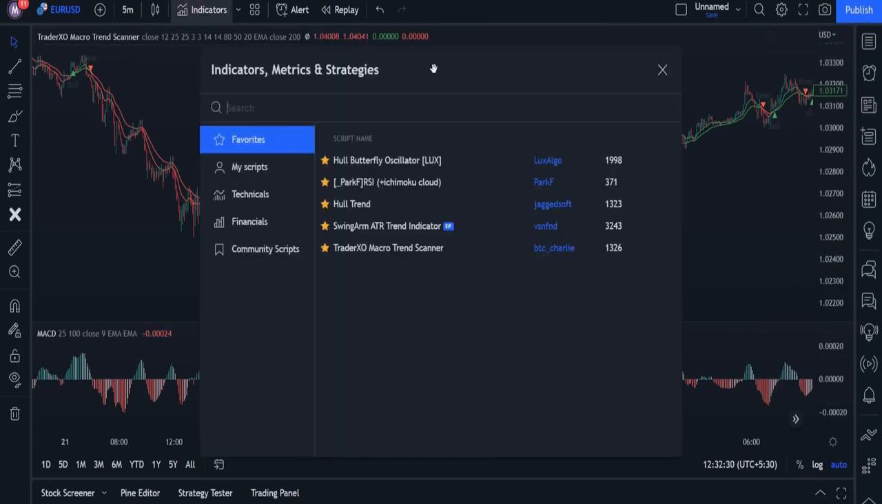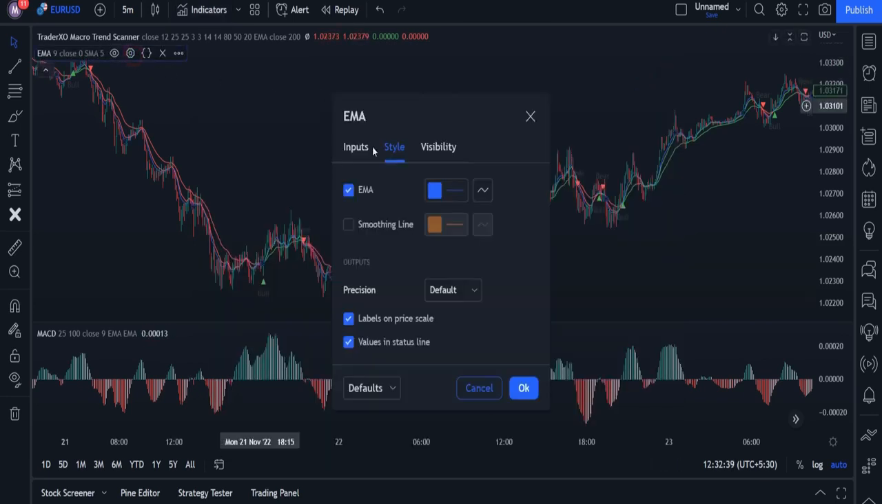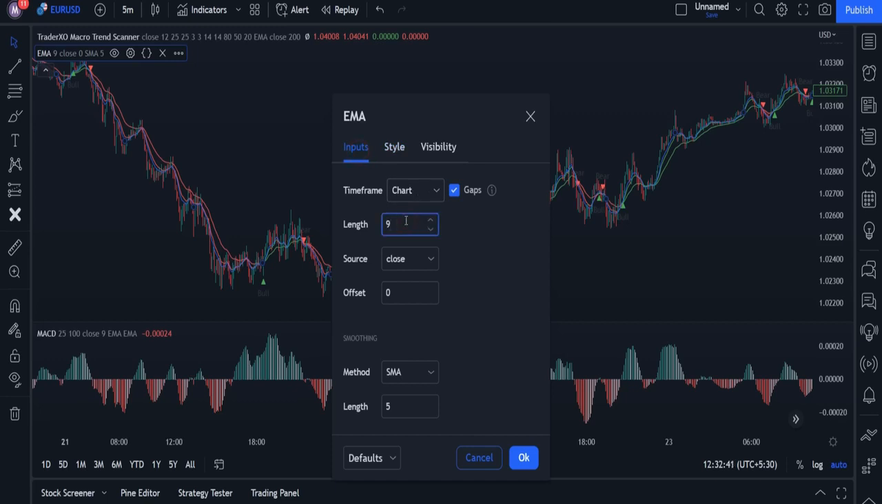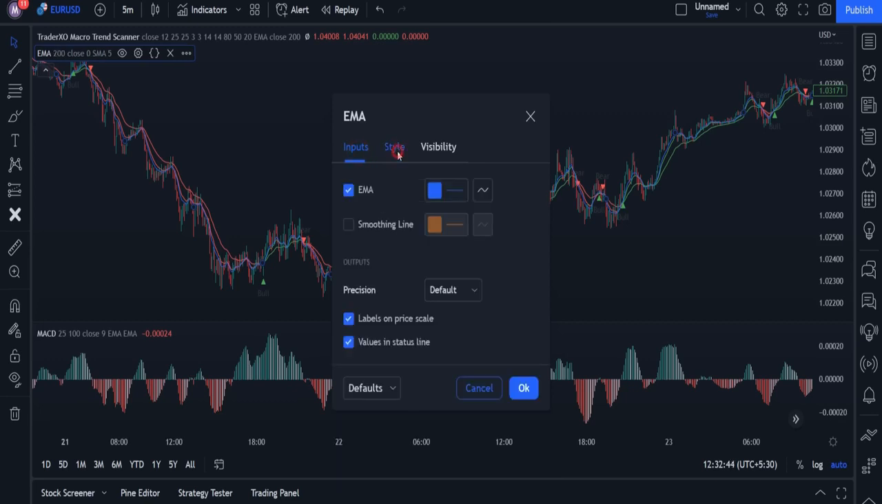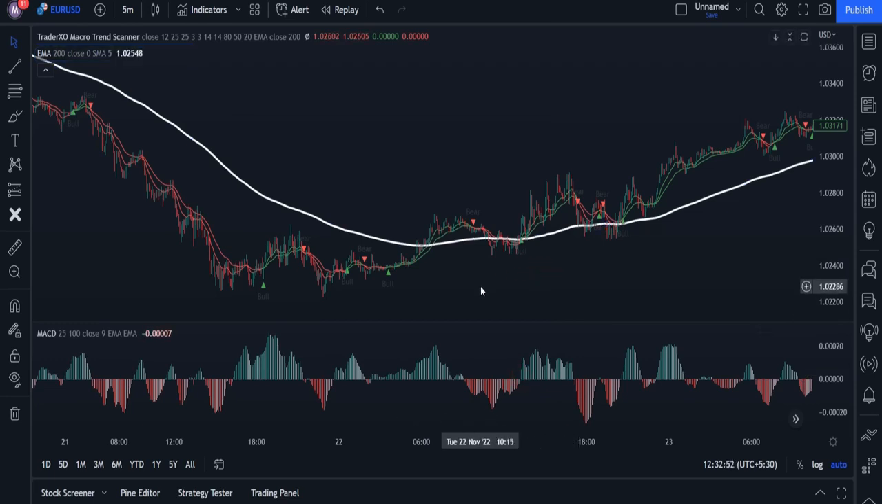Go to the Indicators tab and search MA, and add the Moving Average Exponential indicator to my chart. In the settings, I will change the length from 9 to 200, and change the moving average line's color to white. This moving average line actually shows us the direction of the market's trend. Suppose the price is above the moving average. This means the market is going upward. And if the price is lower than the moving average line, it means that the trend of the market is downward.